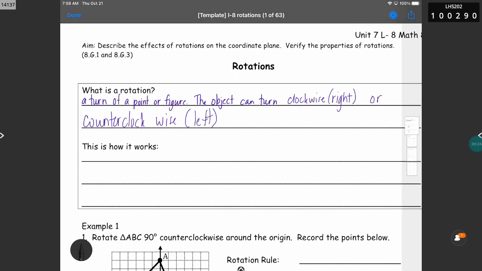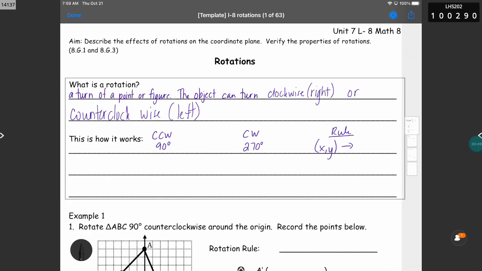So, counterclockwise. Let's see, I'm gonna start right here. Since mine has something, 90 degrees counterclockwise is the same as clockwise of 270 degrees. And that rule is: X, Y rotates and becomes the opposite Y and then X. Okay?